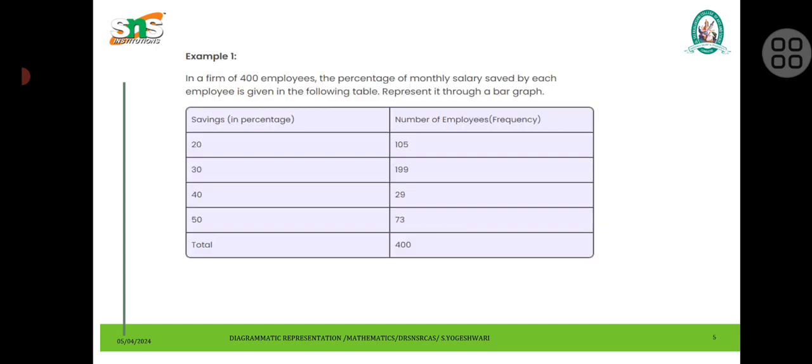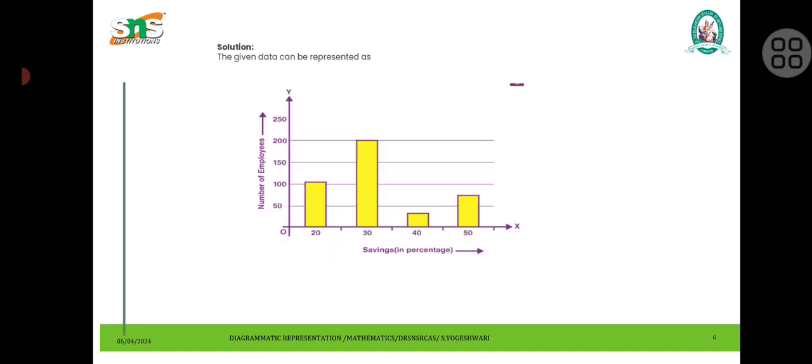Example 1: in a firm of 400 employees, the percentage of the monthly salaries saved by each employee is given in the following table. Represent it through a bar graph. Savings in percentage and number of employees as frequency. The percentages are 20, 30, 40, 50, and the frequencies are 105, 199, 29, 73, with a total of 400. The solution is the bar chart like this: savings in percentage against number of employees.